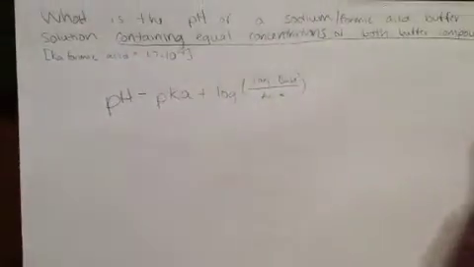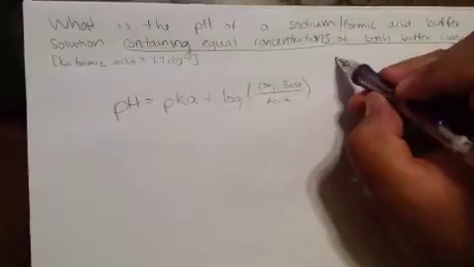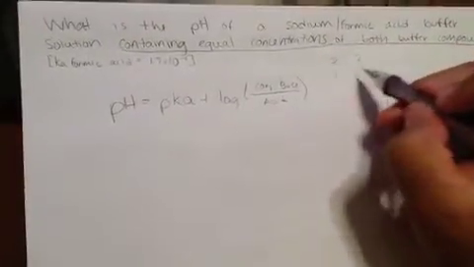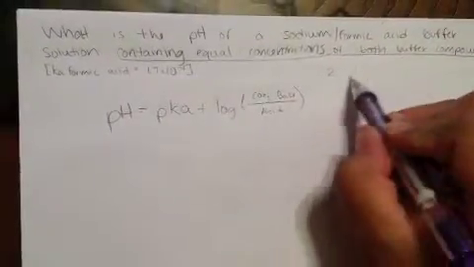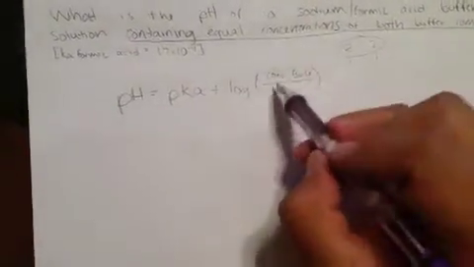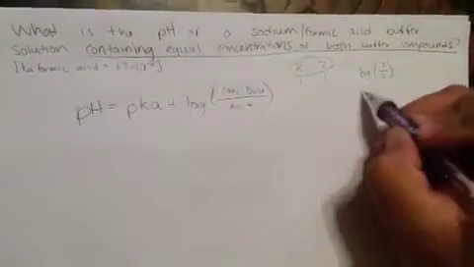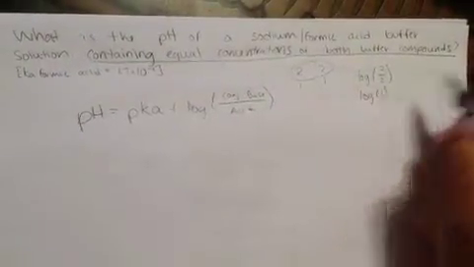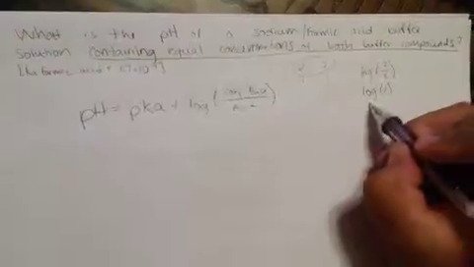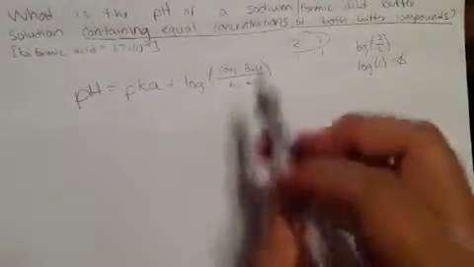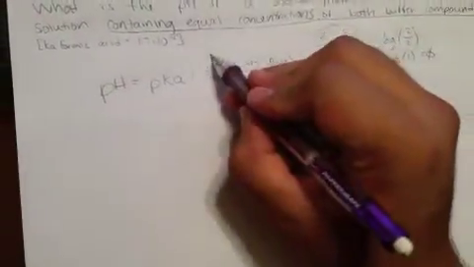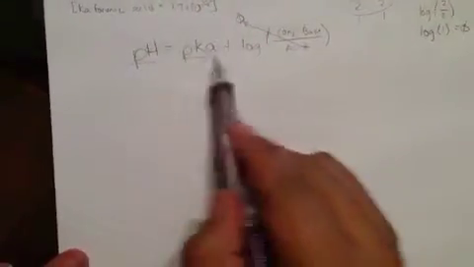But you know here that it's equal concentrations of both buffer compounds. So you could just assume one number, because if you have 2, you're going to have 2 on the other side. If you have 1, you're going to have 1 on the other side. So let's just assume that it's 2. So if you have log of 2 over 2, you end up with log of 1. And we know that log of 1 equals 0. So this whole part here is going to equal 0. So we know that our pH is equal to pKa.